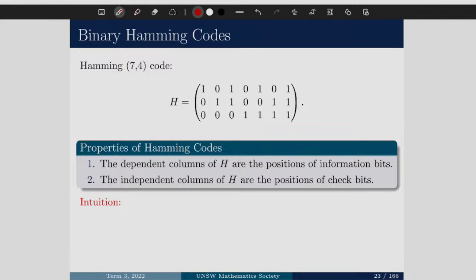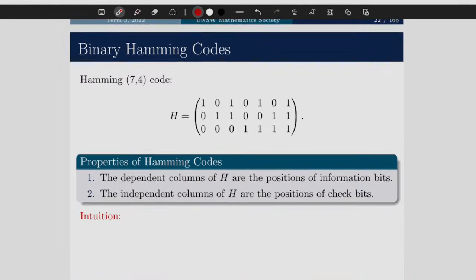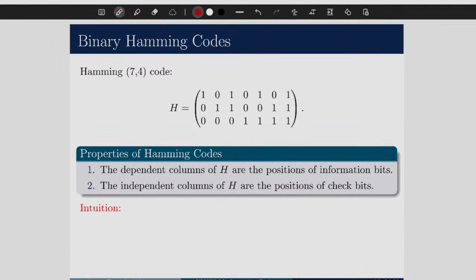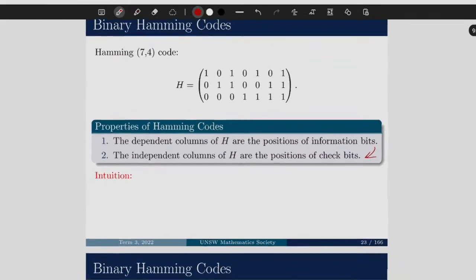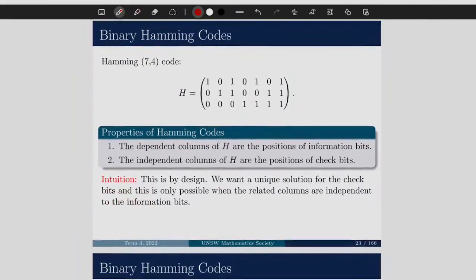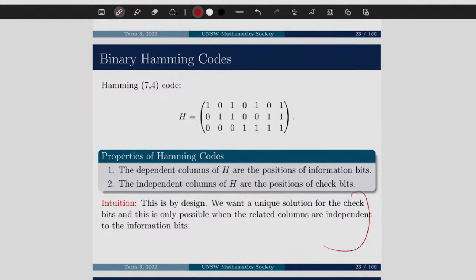Right, and the intuition behind it is essentially that we always want a unique interpretation of every code word. So we want our check bits to be unique for every single code word. There can't be any ambiguity. There can't be any alternative way. And for that to happen, it has to be our independent columns, right? It can't be dependent on the information. So it's by design. Just in case you didn't catch exactly what I said, yeah, this is by design.